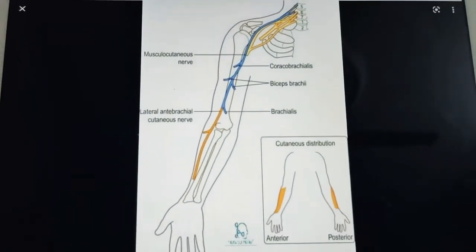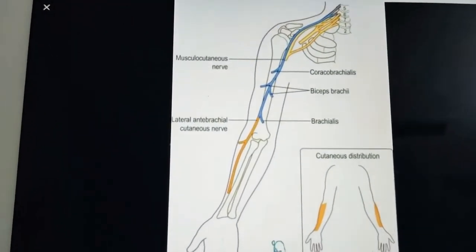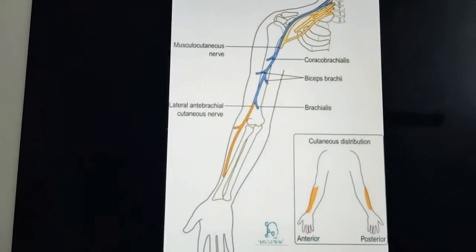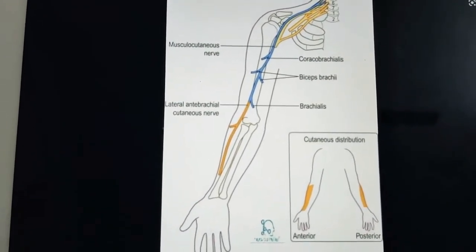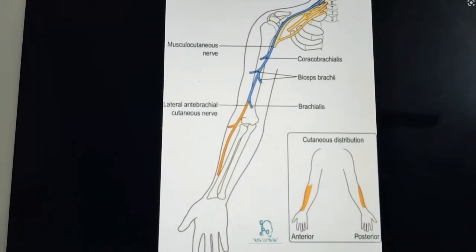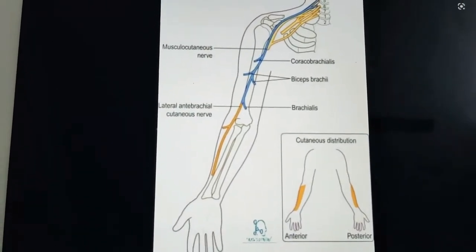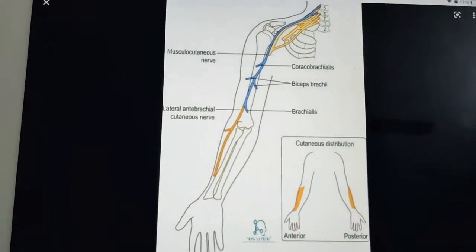Now we'll start our discussion on the musculocutaneous nerve. The musculocutaneous nerve is actually the main nerve of the arm because it supplies all the muscles of the anterior compartment of the arm. So what are the anterior compartment muscles of the arm?